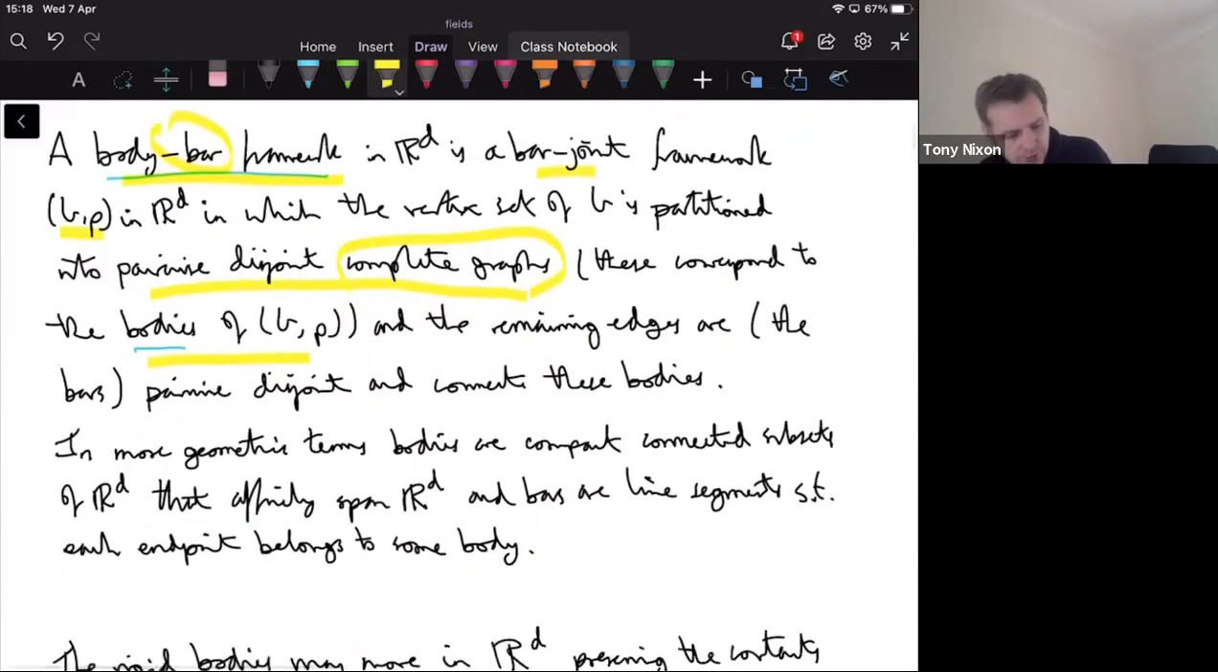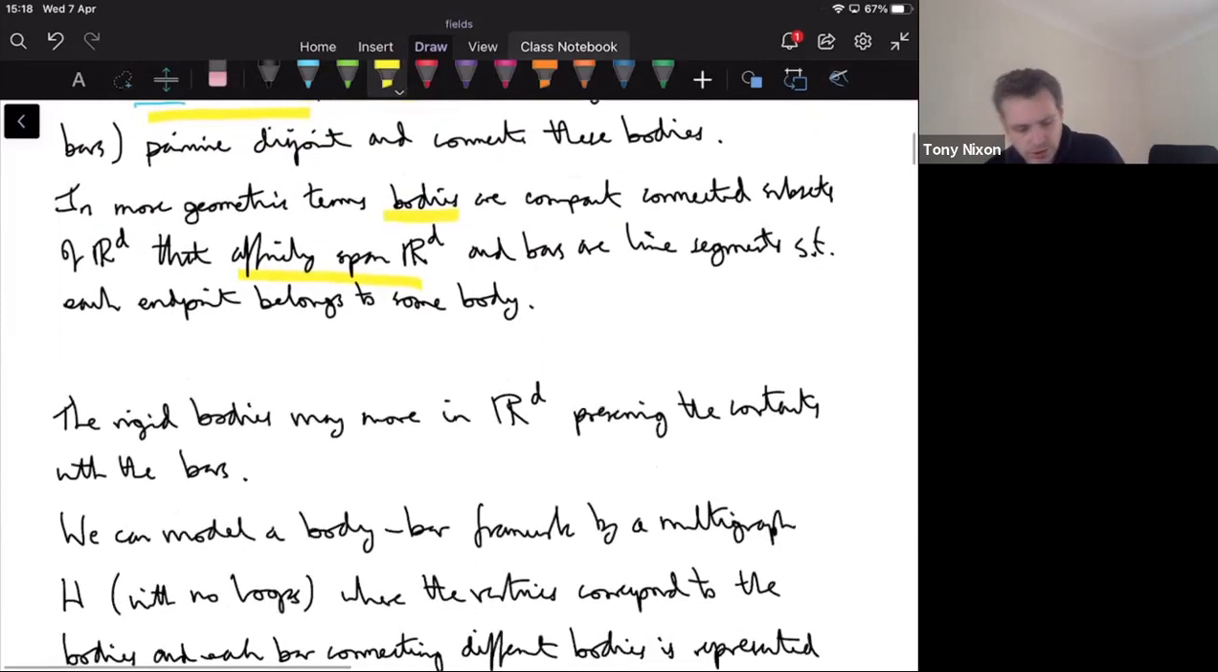Okay, so more geometrically, the bodies are going to be compact connected subsets of Euclidean space that affinely span, and the bars are then line segments, and the endpoints of these line segments belong to distinct points on the bodies, in fact generic points on the bodies.